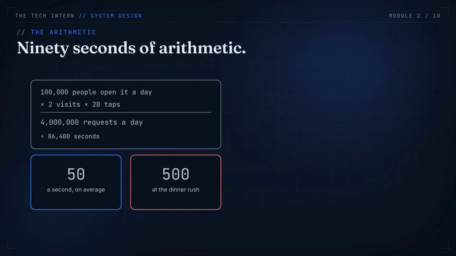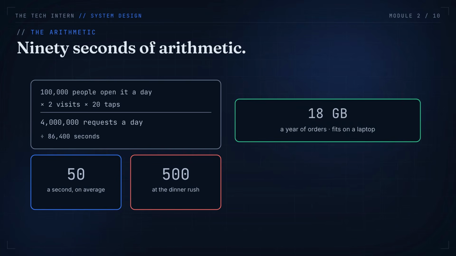Now storage. 50,000 orders a day and an order record is about a kilobyte. The items, the address, the amounts. That's 50 megabytes a day. Call it 18 gigabytes a year. 18 gigabytes. That fits on a laptop. That's nothing.